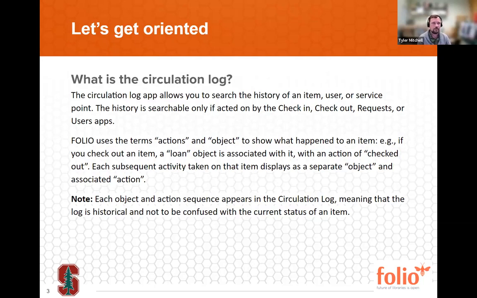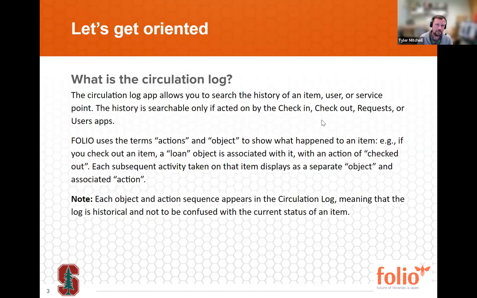We'll see some examples of things that you might be interested in that wouldn't appear here. So say if you were in the inventory app and you marked an item as missing, since that took place in an app outside of these four, that would not appear in the circulation log. But don't worry, there's a lot of information in there that will appear that we'll see today.